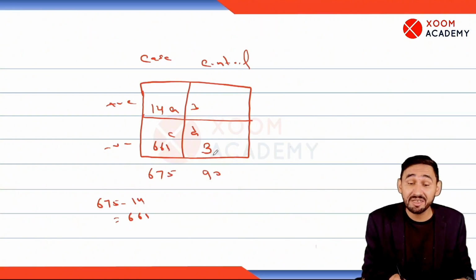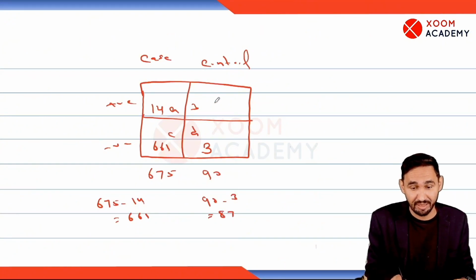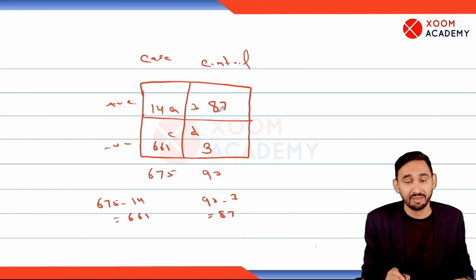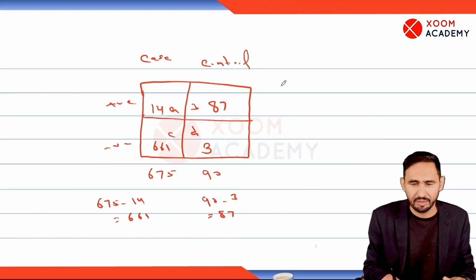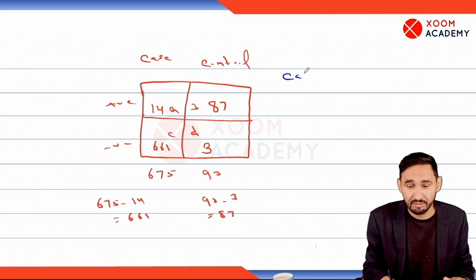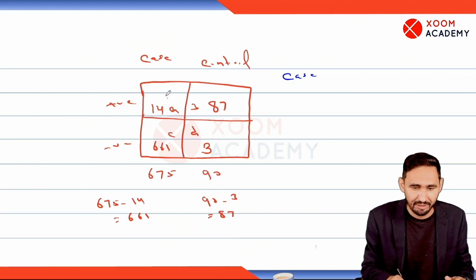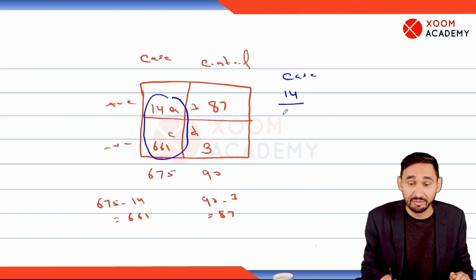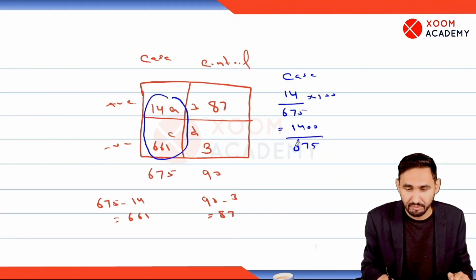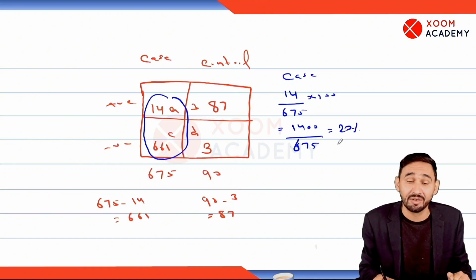And among non-diseased, only 3 were non-smokers. So we need to subtract 3 from 90. Our answer will be 87. 87 non-diseased people were smokers. So now we will calculate exposure rate of case and control. What is exposure rate of case? These are the cases. 14 cases were exposed out of 675 cases. So roughly our answer will be 20%. Exposure rate in case is 20%.